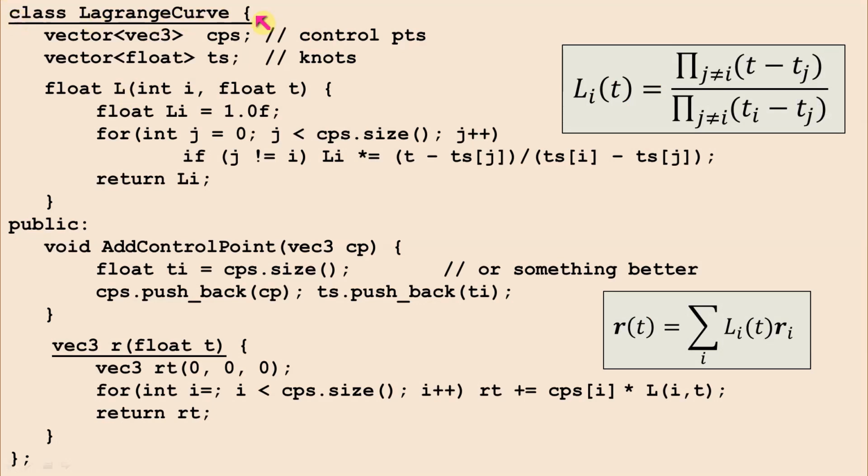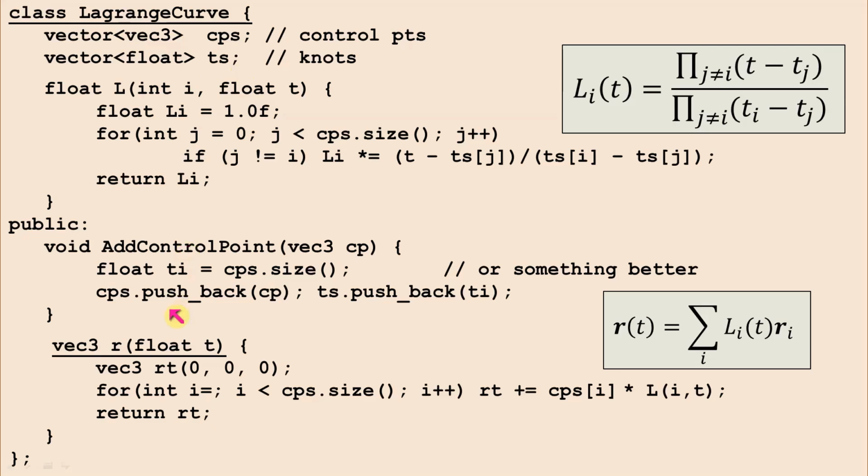So we have a class implemented in C++ that has two data members, the control points, which are points in the three-dimensional space defined by three Cartesian coordinates. Additionally, we need to store the knot values for every single control point, that is, the parameters for which the interpolated curve should be exactly at the given control point.